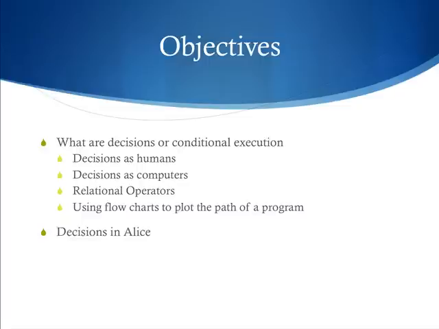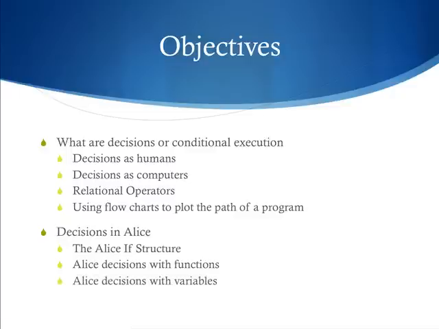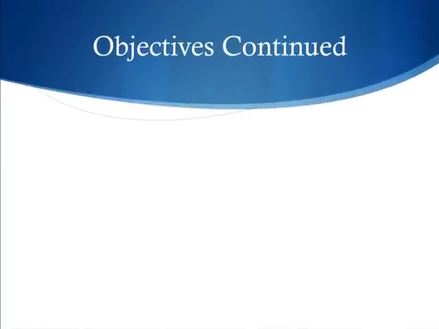Then we're going to look at making decisions in Alice. Specifically, we're going to look at the Alice if structure. It's very similar to the if structure in Java. We're going to look at Alice decisions with functions. So we're going to look at making decisions with functions that return true and false values. And then we're going to look at making decisions in Alice with variables or functions that return other types of data. So we have functions that tell us how far away we are from something. That's not a true or false value. So we have to use relational operators to turn that into a true and false value, and we'll see how we can do that.